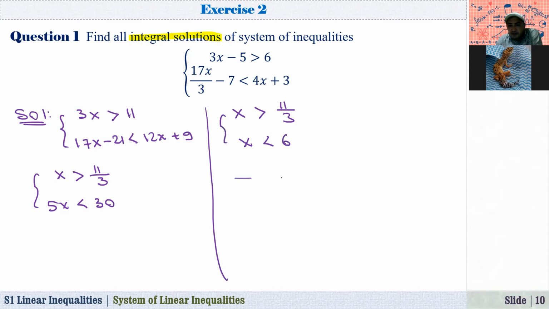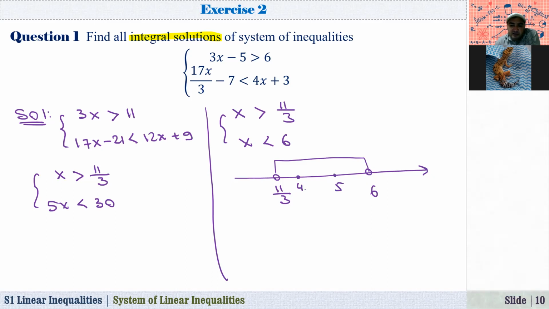So on the number line, you can see it's much clearer. So 11 over 3, here we have, right? 11 over 3. And 6, it is somewhere here. Okay. So what actually integers do we have over this number line, right? What integers do we have here? So 11 over 3, right? Actually, if it is 12 over 3, here we have 4. And here we have 5. And this 6 is not inclusive.